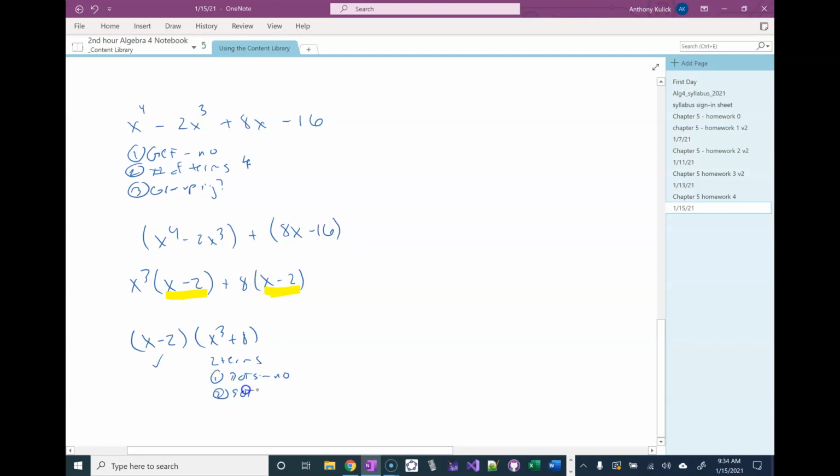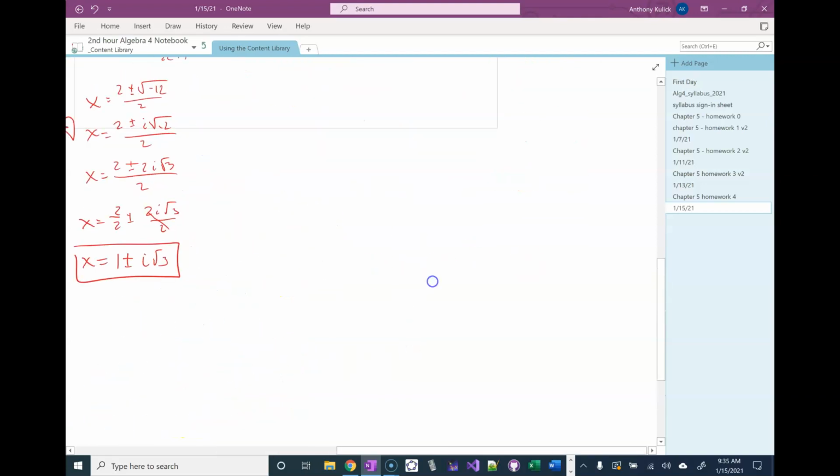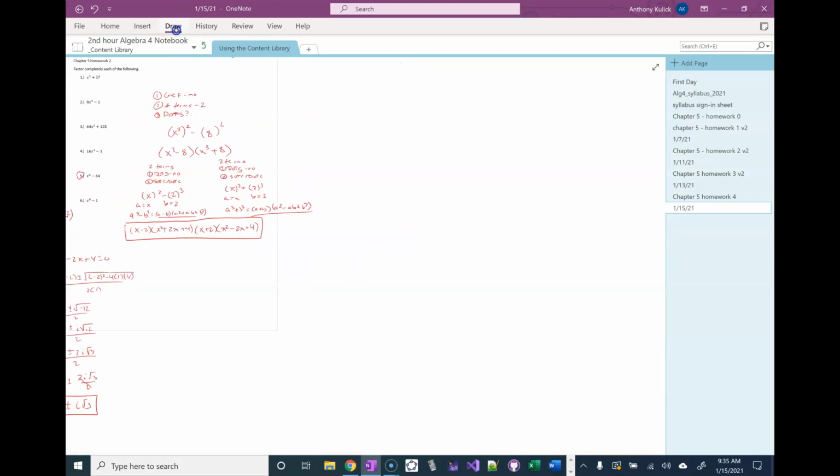And then is it a sum or difference of 2 cubes? Well, that seems likely. In fact, I think we almost did this problem. We might have done it exactly over here. Yeah, we did, right? So we did that one already.